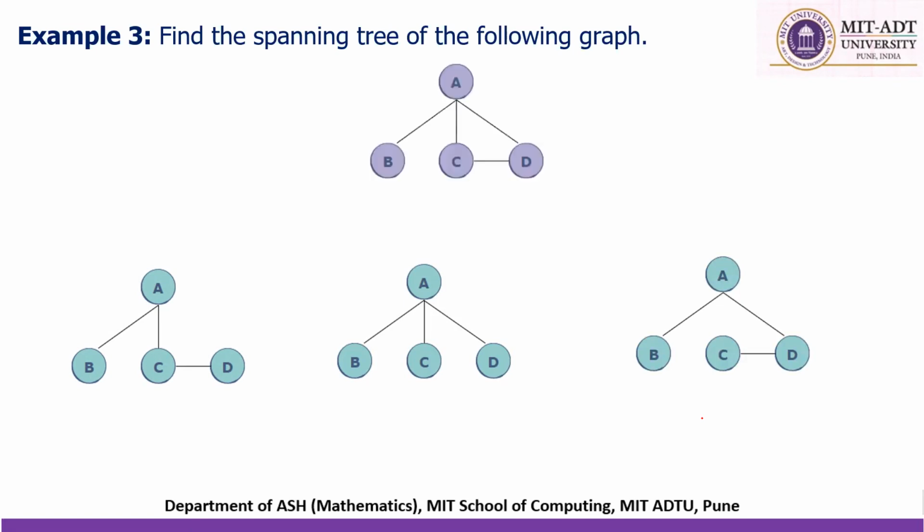Find the spanning tree of the following graph. Now this is the graph with vertices A, B, C, and D. If you want to find the spanning tree, what do we have to do? There is a self loop in this part, so we have to remove this self loop. If we remove this one first, we get the first spanning tree. If we remove this one, we get the second spanning tree. If we remove this one, we get the third spanning tree. So here we are able to get 3 spanning trees by removing 3 edges of the given graph.